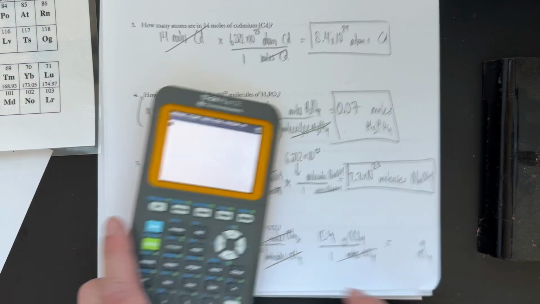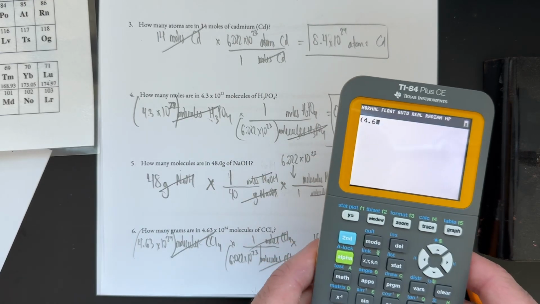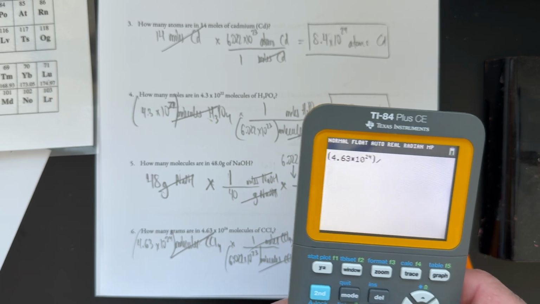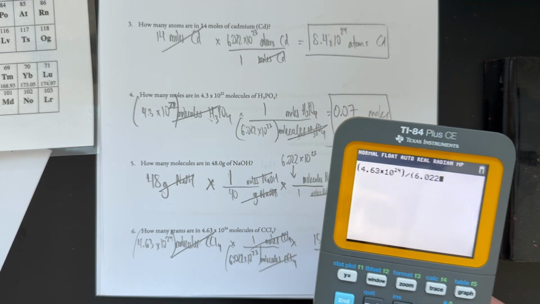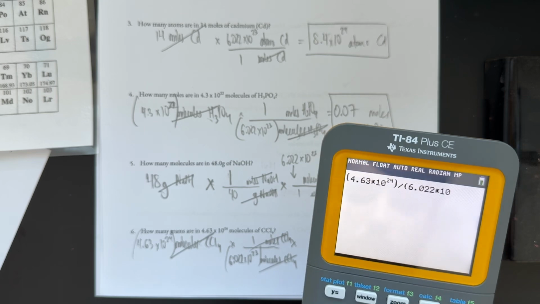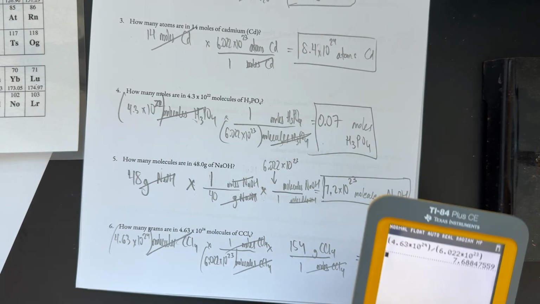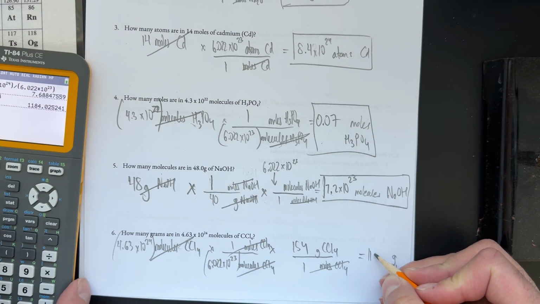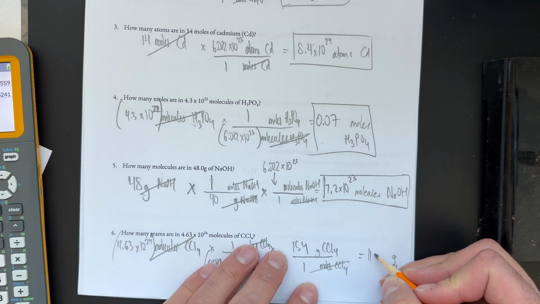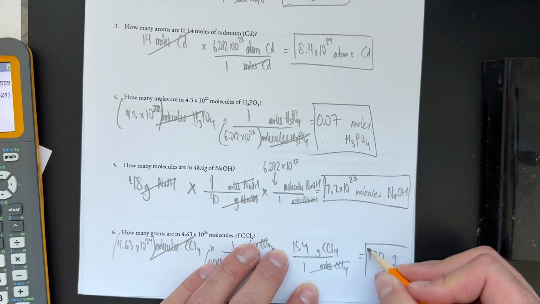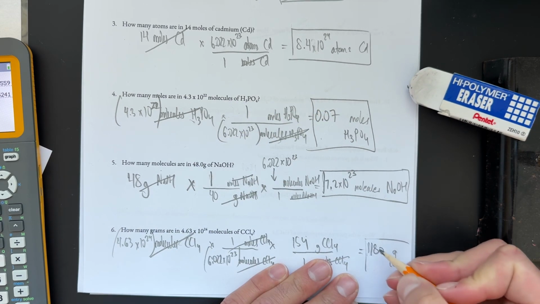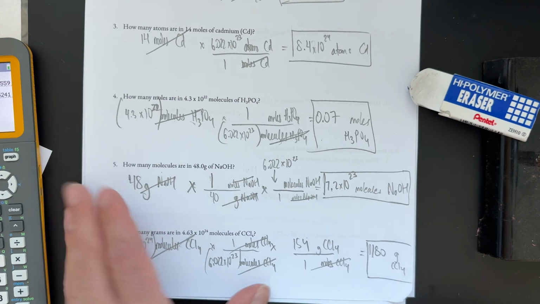Okay. Putting that into our calculator, we're going to get 4.63 times 10 to the 24 divided by 6.022 times 10 to the 23rd, and we'll get 7.68 times 154. We'll get 11184. The problem is we only have 3 sig figs at the beginning, so I should only have 3 sig figs at the end. 1180 grams of CCl4. So there you go.